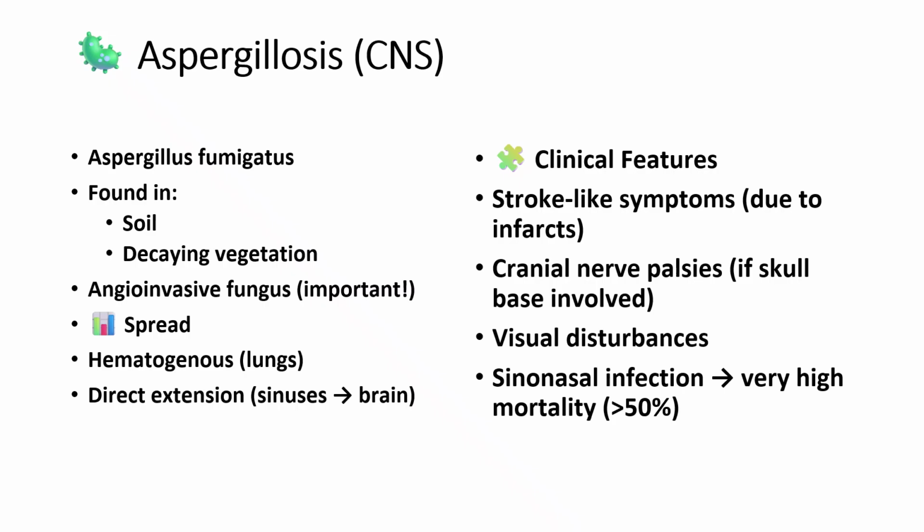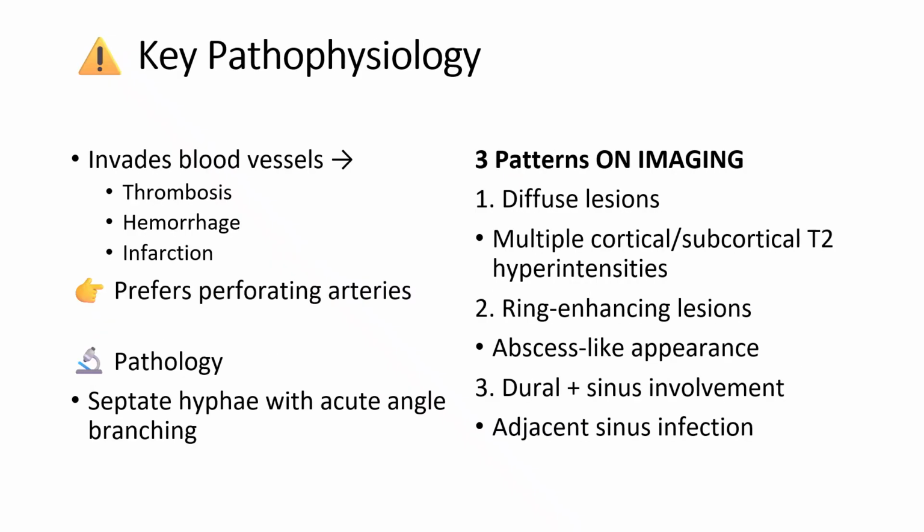Clinical features are stroke-like symptoms due to infarct, cranial nerve palsy if the skull base is involved, visual disturbances, and sinonasal infection. It carries very high mortality. Key pathophysiology: the infection invades the blood vessel, leading to thrombosis, hemorrhage, and infarction. It prefers perforating arteries. On pathology, we can see septate hyphae with acute angle branching.